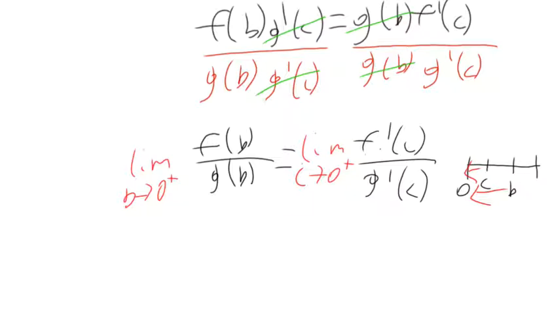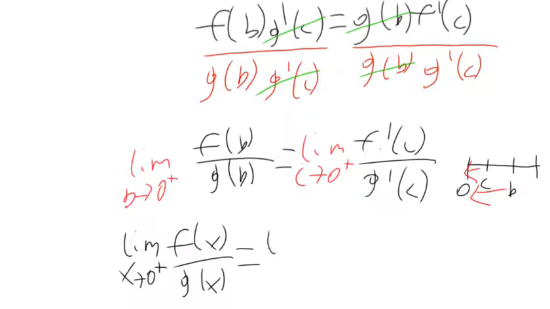We just have to do some relabeling, because when you have a limit, it doesn't matter what variable you use. So I can call this b, or c, or f, or delta, or theta, or whatever I want. So I'm just going to call them both x. So I can say that this is the limit as x goes to 0 from the right of f of x over g of x, and I know that this equals the limit as x goes to 0 from the right of f prime of x over g prime of x.